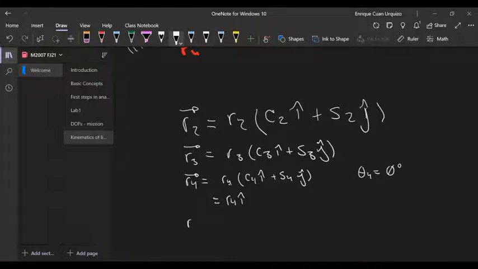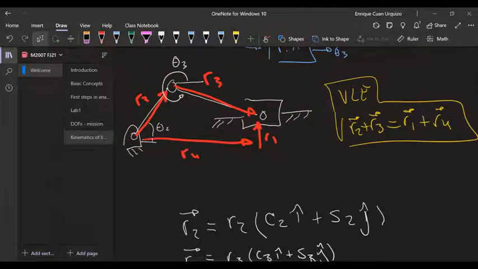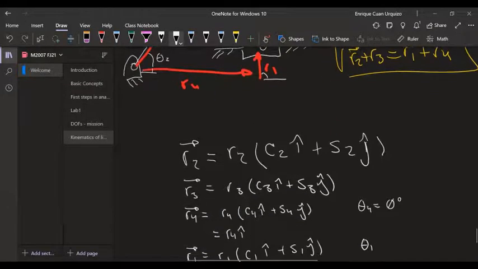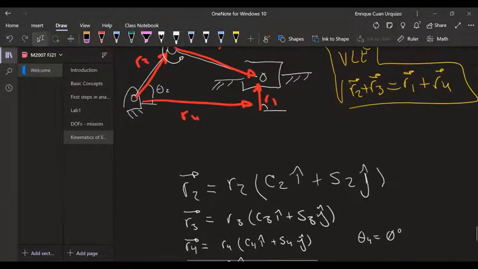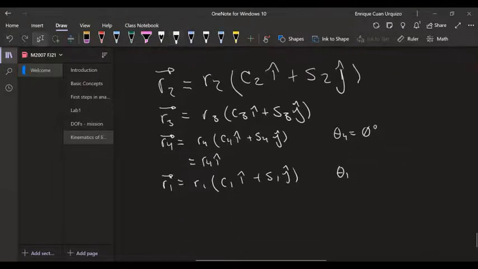Now, something similar for R1. So R1 vector again is equal to its magnitude, some trigonometric functions. Now, in this case, theta 1 is equal to what? If I want to use that expression, theta 1 has to be from the horizontal to the left. And in that case, it's equal to what? 90. Theta 1 is equal to 90 degrees. And if you substitute 90 degrees here, you'll have R1 in j.